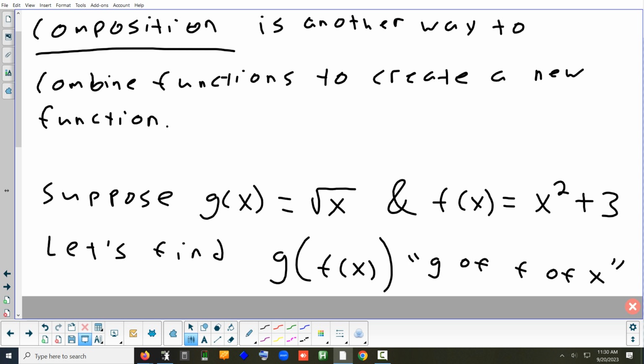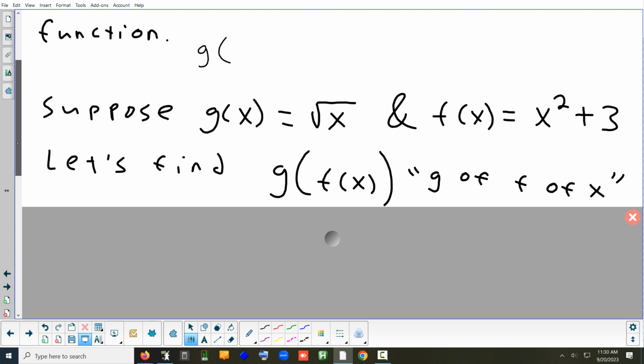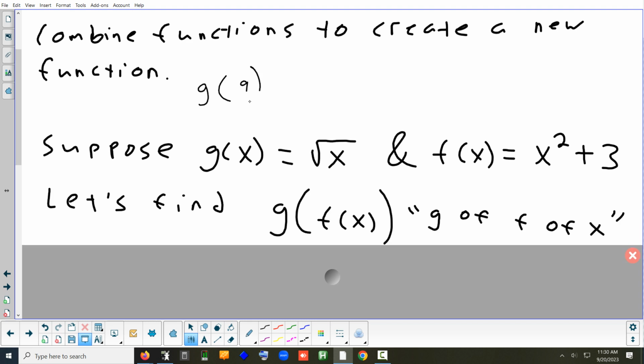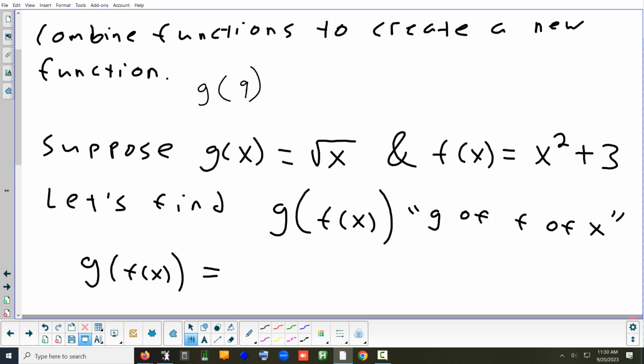Let's say the direction said to do g of 9. Well, what that means is take 9 and plug it in for the letter in function g. So I would take the 9, and I would plug that in for x, and the answer to the square root of 9 would be 3. That's plugging a number in for the letter. Well, what we're going to do this time is plug a formula in for the letter.